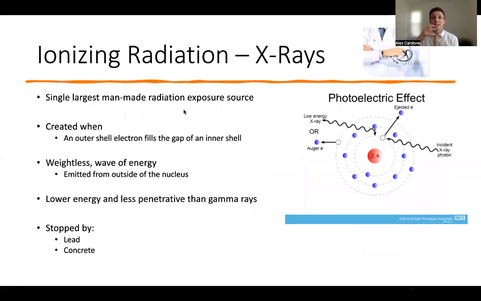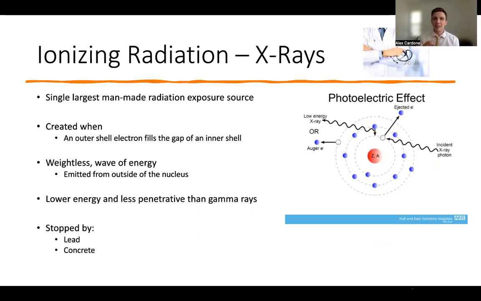All right, next is X-rays. The biggest thing with X-rays is that this is actually the single largest man-made radiation source that we have. We're exposed to X-rays all of the time, and you may have already thought about it. Last time you went to the dentist, you probably got an X-ray. Last time you went to the doctor for a broken bone, you got an X-ray. These are very, very common, but they are a form of ionizing radiation.